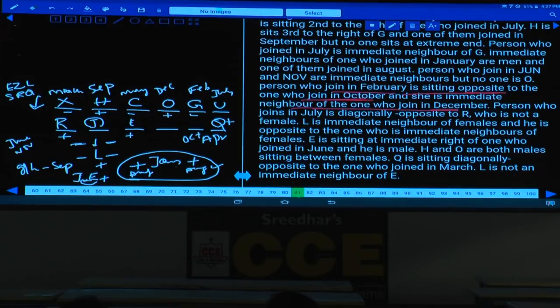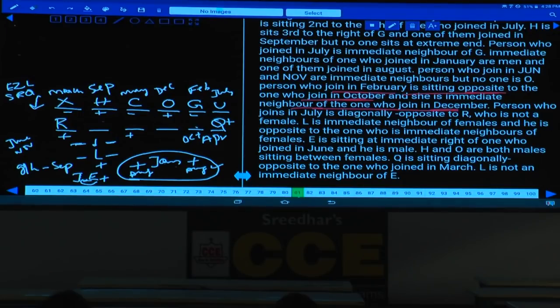Then let us take L. L must be here. Is it possible to have L at this place? No, because L and E are not adjacent. As L and E are not adjacent, then L must be at this place. Can we have L at this place or not? No. Why? The immediate neighbors of L are females. Hence L cannot be at this place. As L cannot be at this place, hence Jan cannot be at this place. Whatever the assumption we have taken, Jan at this place is ruled out. Are you following this one or not?